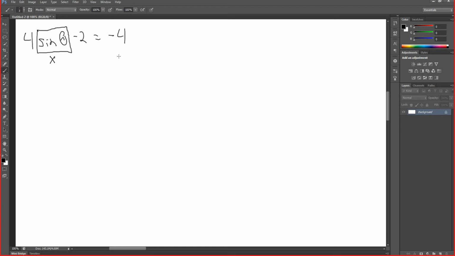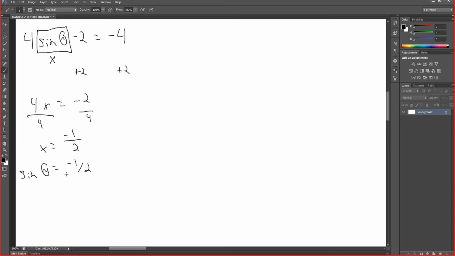So how would I walk through this one? You would add 2. So I'm going to get 4 sine theta equals negative 2. I'm actually literally going to write x right now and say this is equal to negative 2. Divide that, that would be negative 1/2. So I got x is negative 1/2. And now I'm just going to put sine back in. So sine of theta is equal to negative 1/2.